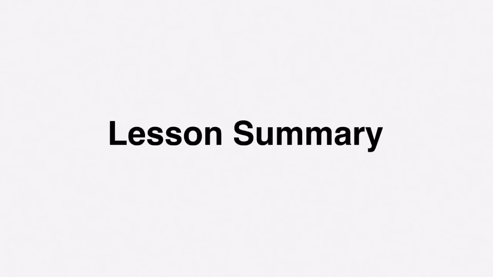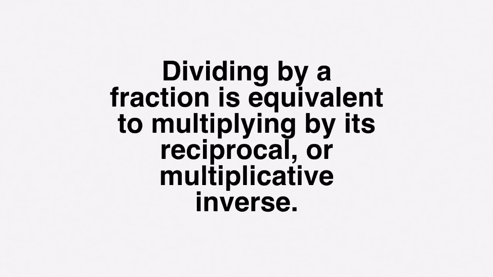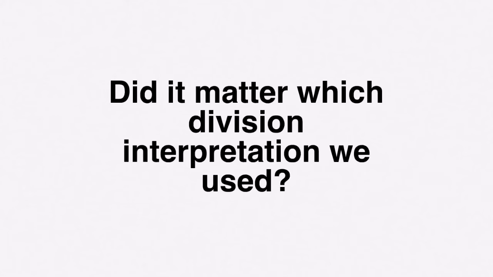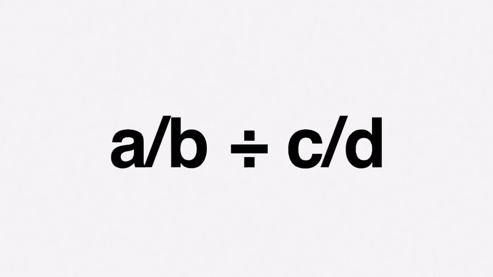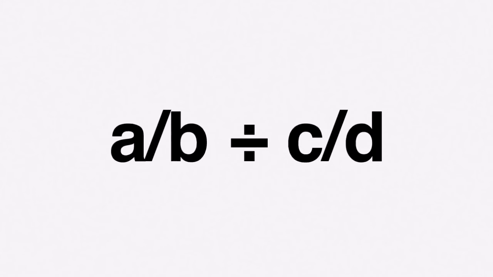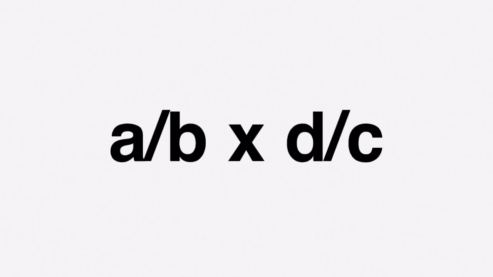And that's our summary. Dividing by a fraction is equivalent to multiplying by its reciprocal, or the multiplicative inverse. And by the way, did it matter which interpretation, partitive or measurement of division that we used? Did it matter? Lastly, a formula that we can use to show what we've done is this. Say we have 2 different fractions and we're being asked to divide them. A/B divided by C/D. And now, using what we've learned about reciprocal and multiplicative inverse, we can say that A over B divided by C over D is equivalent to A over B times D over C.